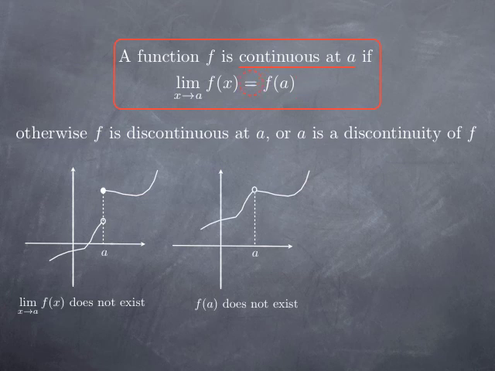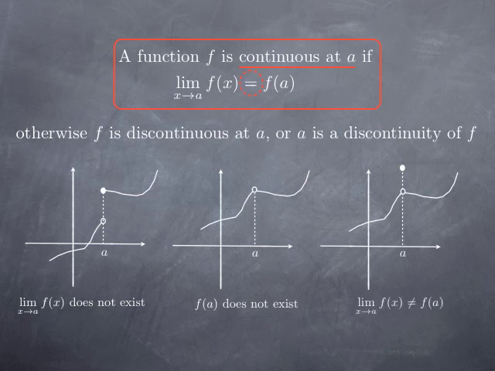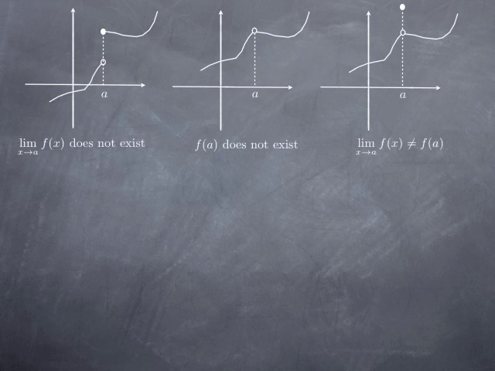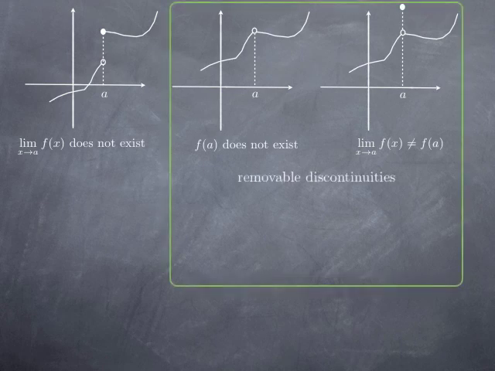And the key condition in the case where both the limit and the value of the function exist is that these two things are equal. In this third graph, you see that the function has a limit at a, has a value at a, but the limit and the value of the function do not coincide, and therefore again we have a discontinuity. So these are essentially three different types of discontinuity, and the last two are called removable discontinuities.